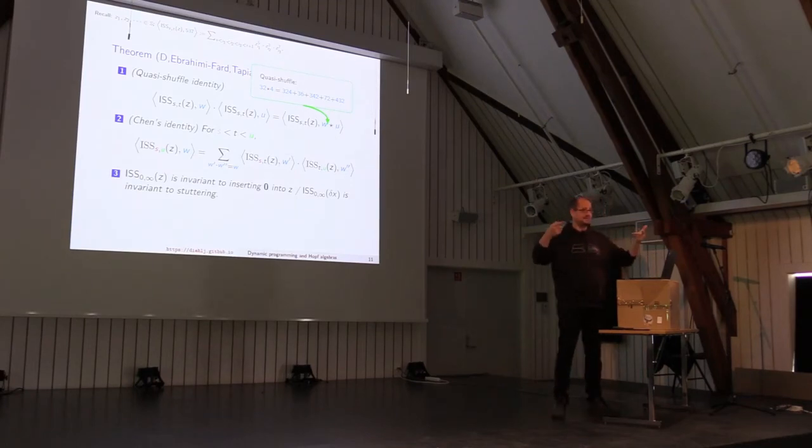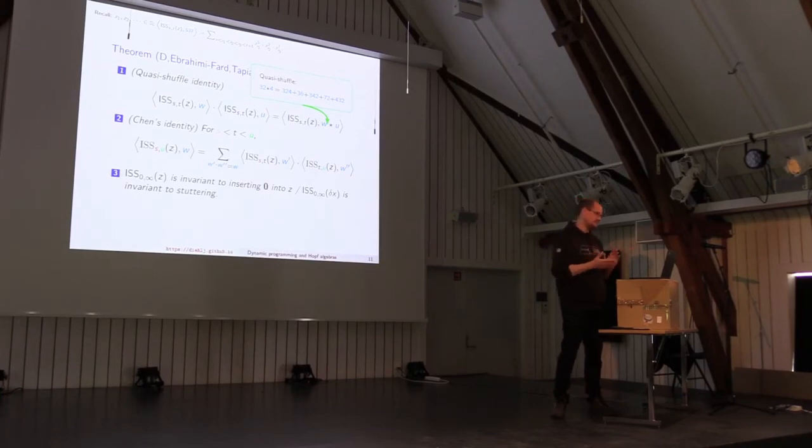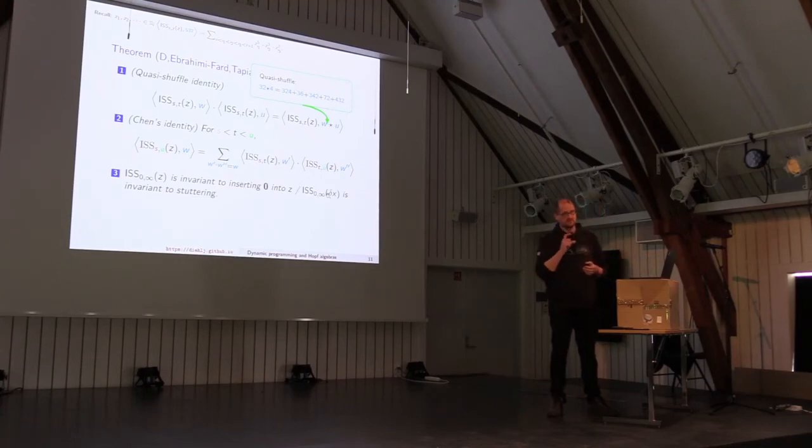If I plug in not the time series itself, but the increments of the time series, if the time series stutters, so if I repeat a value, then the increments, of course, get the zero. So if I then calculate the iterated sums signature on increments, then this is invariant to stuttering. It doesn't care about stretching the time series. And this is very relevant. By the way, if you put in the increments, then you're really close to iterated integrals of Chen, for example.